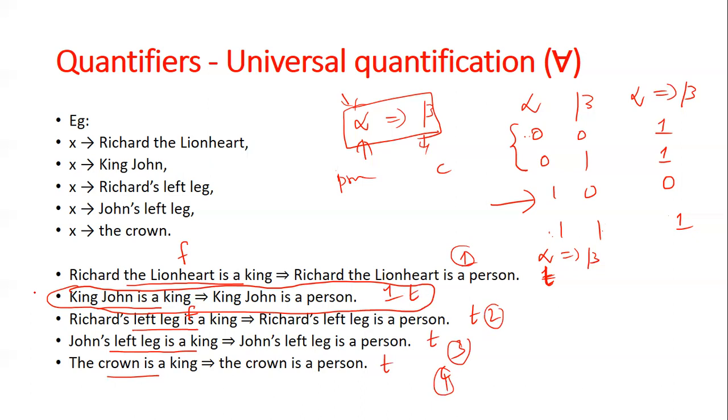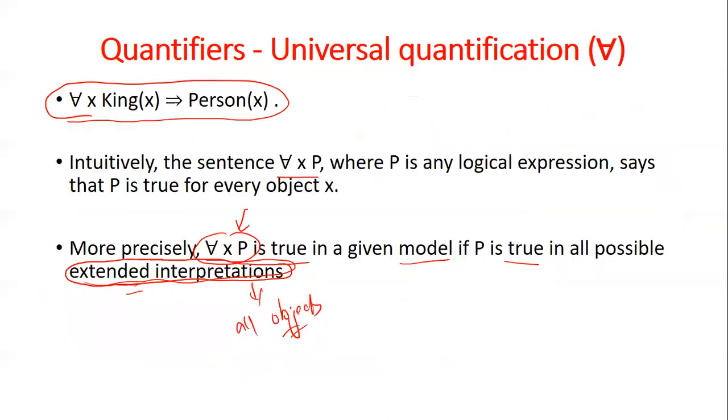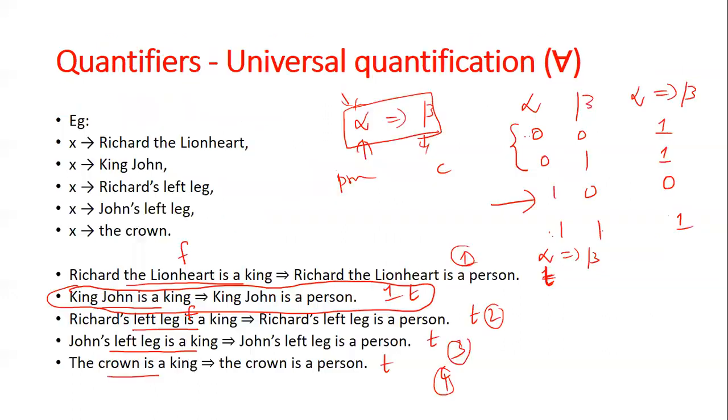So this rule says, for all x, if x is a king, then x is a person. We apply this rule only for kings, only for the person to whom the king relation is attributed. So the king relation is applicable only to John. It is not applicable to Richard, Richard's left leg, John's left leg, or the crown. So this rule will not be applied for these four cases. It will be applied only for this case, right?